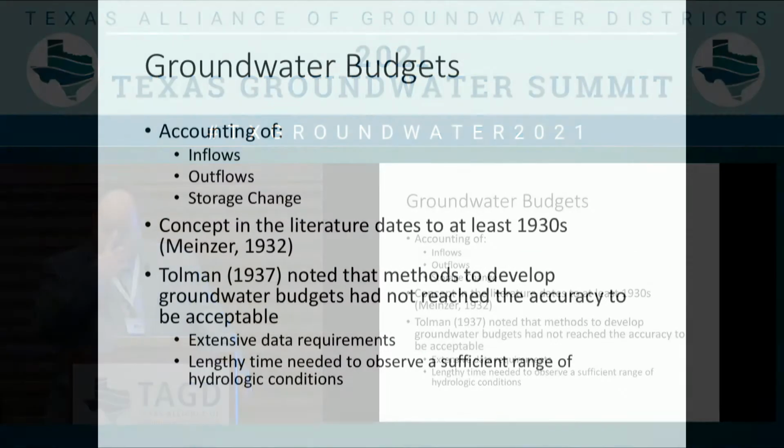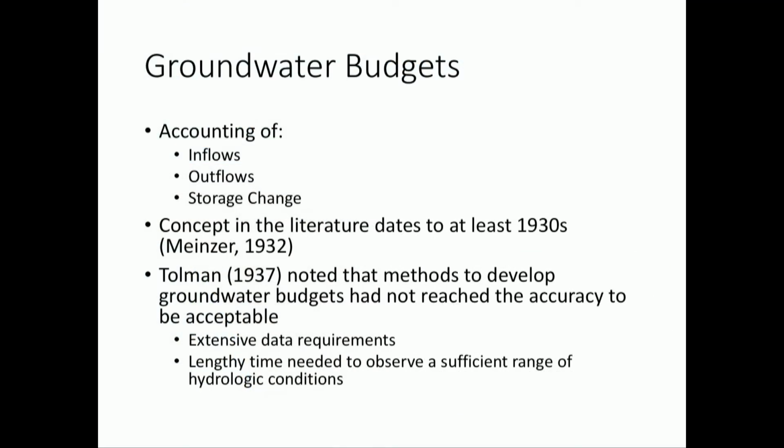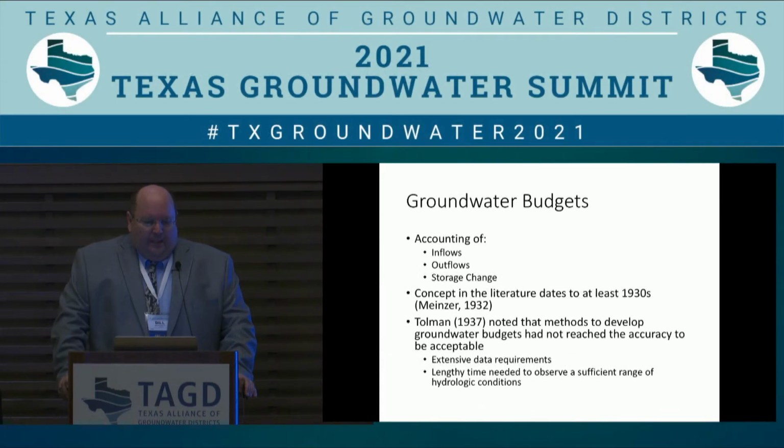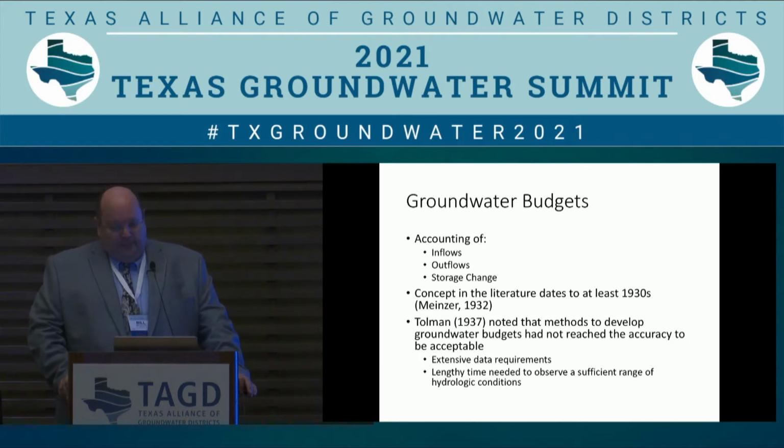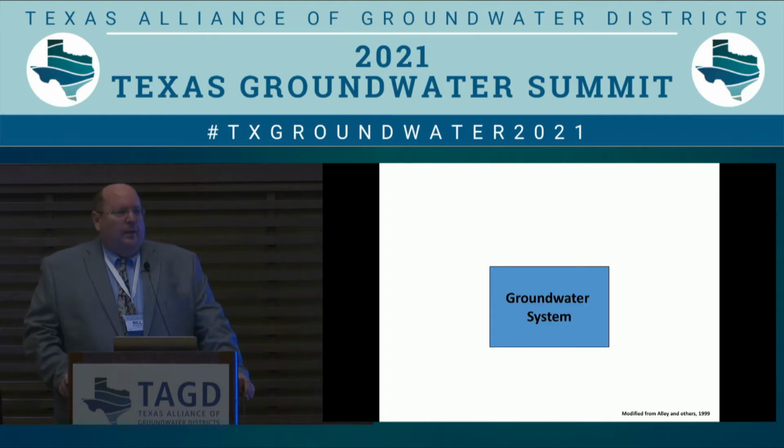So from a simple concept like that, we use groundwater budgets to define a specific area and look at inflows, outflows, and storage change. This concept started off, my research shows it goes back to at least the early 1930s. And in 1937, there's a famous textbook that talked about groundwater budgets, basically dismissed them because there wasn't enough data available, and the lengthy time that you would need to collect that data to get the full range of sufficient hydrologic conditions was limiting.